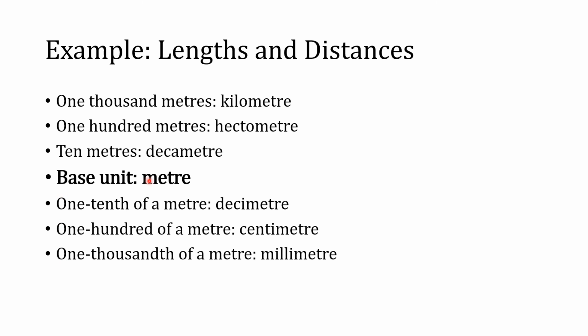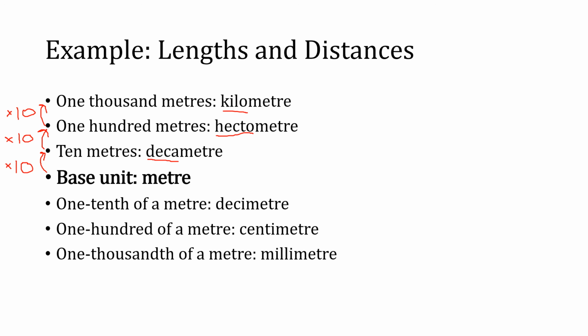So for a base unit of the meter, we can go larger and smaller using the prefixes. So if we want 10 meters, then that's a decameter. If we want 100 meters, that's a hectometer. If we want 1,000 meters, that's a kilometer. So we just add in these prefixes of deca, hecto, and kilo to go up by a factor of 10 here, and go up by a factor of 10 here. So we're going up, so we're multiplying by 10, multiplying by 10, multiplying by 10 in this direction.